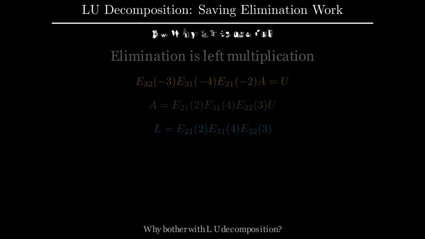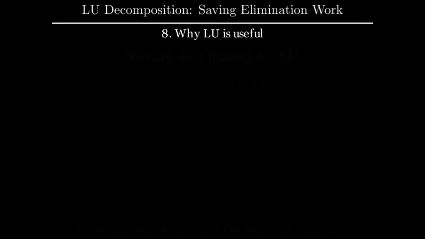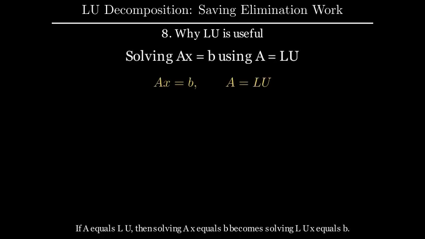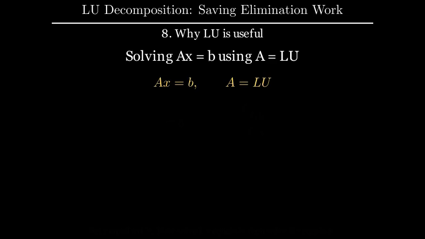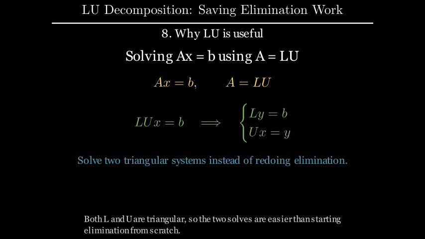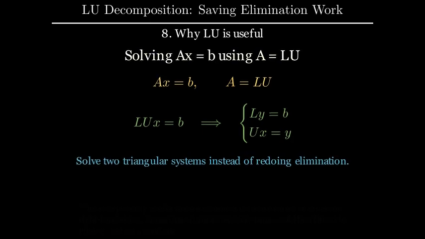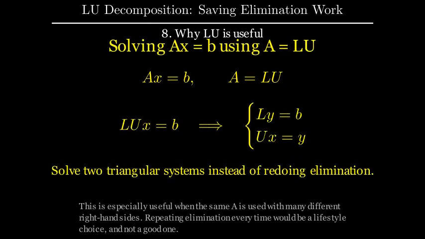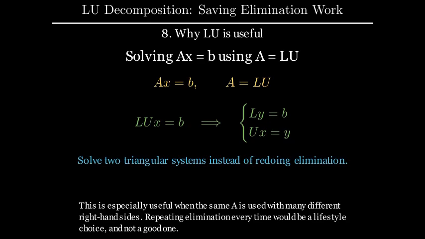Why bother with LU decomposition? If A equals LU, then solving AX equals B becomes solving LUX equals B. Set Y equal to UX. First solve LY equals B, then solve UX equals Y. Both L and U are triangular, so the two solves are easier than starting elimination from scratch. This is especially useful when the same A is used with many different right-hand sides. Repeating elimination every time would be a lifestyle choice. And not a good one.